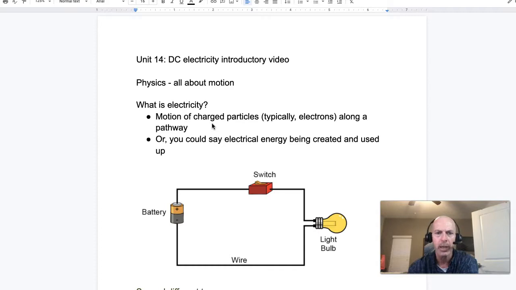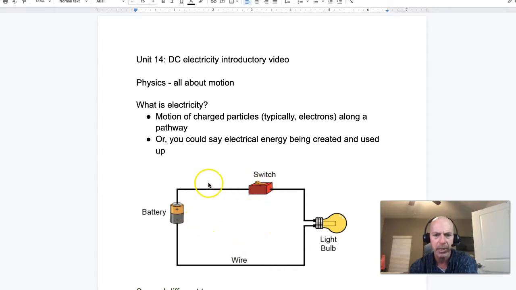And so you might say, well, what does electricity have to do really with motion? Well, it's the motion of these charged particles. Another alternate way of talking about electricity is the creation and production of electrical energy and its use in a circuit. So in all circuits we have a pathway. And as we'll find out in this unit, there are two basic sorts of pathways we can put together, called series and parallel. But we always have to have some sort of a pathway.